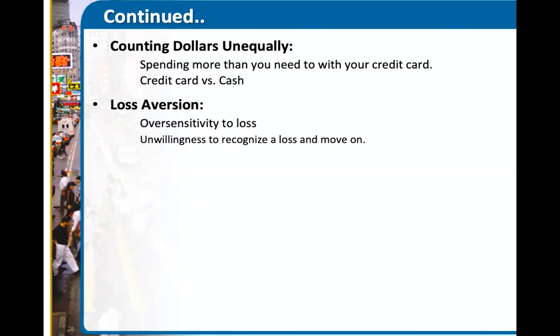Loss aversion is just being sensitive to a loss. This could be social or financial. If you're loss averse, you just can't move on. In a social setting, when you lose something, you just can't interact socially. In a financial setting, when you lose large amounts of dollars, it's hard to recover from a financial loss. So always keep your finances in check and your social integration relatively good with the people that you care about.